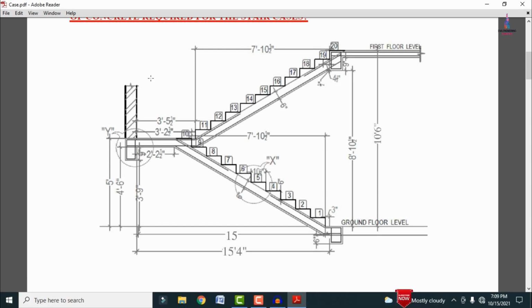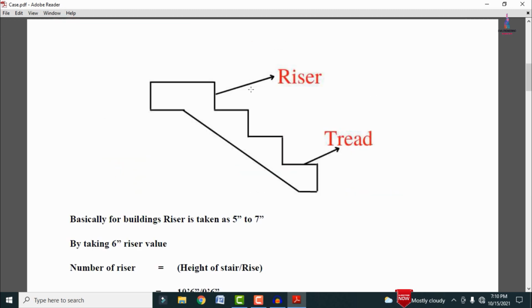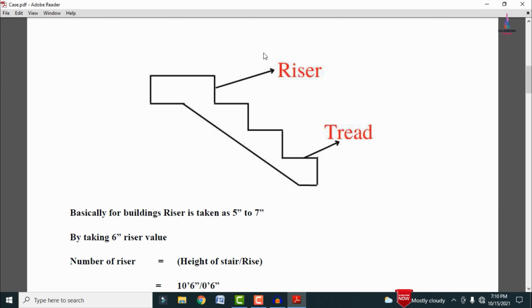Firstly, I will explain how to calculate the number of risers and the number of treads for the staircase. Then after that, I will explain how to calculate the volume for these staircases. Let us consider the second page. This is my staircase. I am explaining an example to understand the concept of staircases, risers and treads.